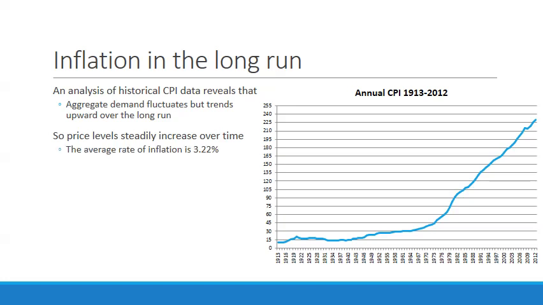Now the average rate of inflation is 3.22%, which means that the average increase in prices per year is 3.22%. Since 1913, prices have risen 2,275%. So just think about that for a moment. How much have prices risen in that time?